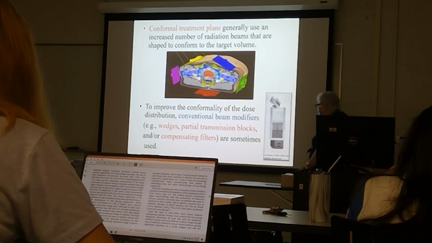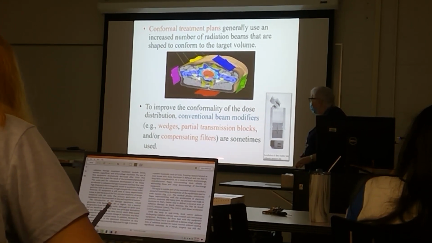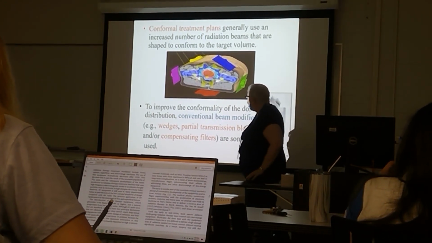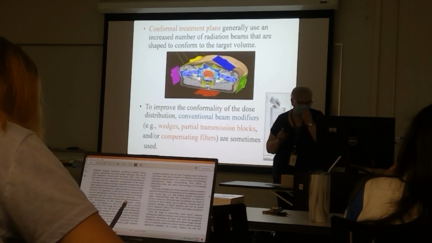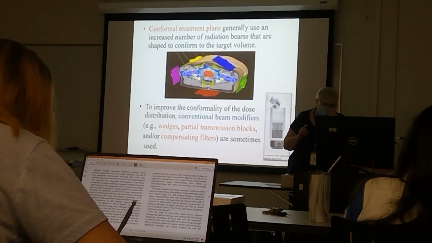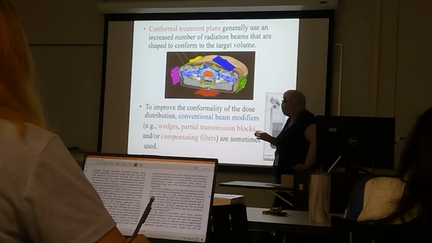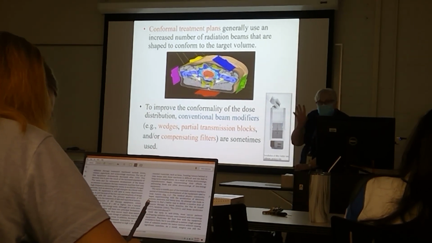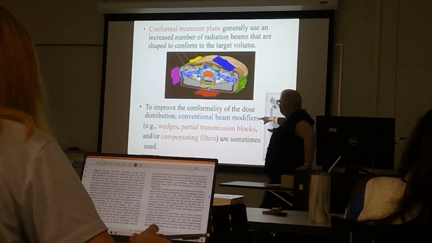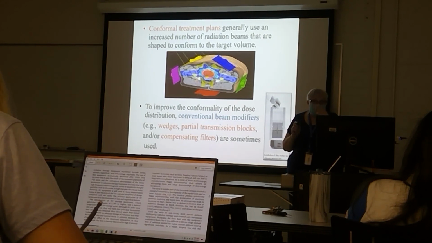Conventional beam modifiers: wedges, transmission blocks, and compensators. Wedges used to be physical wedges. You had to put them into the machine. Now they're electronic wedges with 3D. Ignore IMRT for the moment, we're not there yet. Transmission blocks, we don't use transmission blocks anymore, we use MLCs.